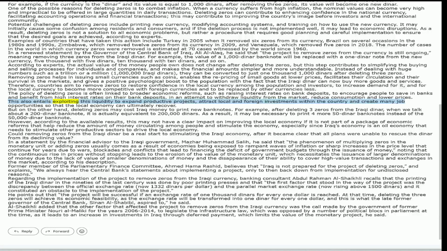This also entails exploiting this liquidity to expand productive projects, attract local and foreign investments within the country, and create many job opportunities so that the local economy can ultimately recover. But on the other hand, deleting zeros may cost Iraq money to print new banknotes. For example, after deleting 3 zeros from the Iraqi dinar, when we talk about a 200 dinar banknote, it is actually equivalent to 200,000 dinars. As a result, it may be necessary to print 4 more 50 dinar banknotes instead of the 50,000 dinar banknote.